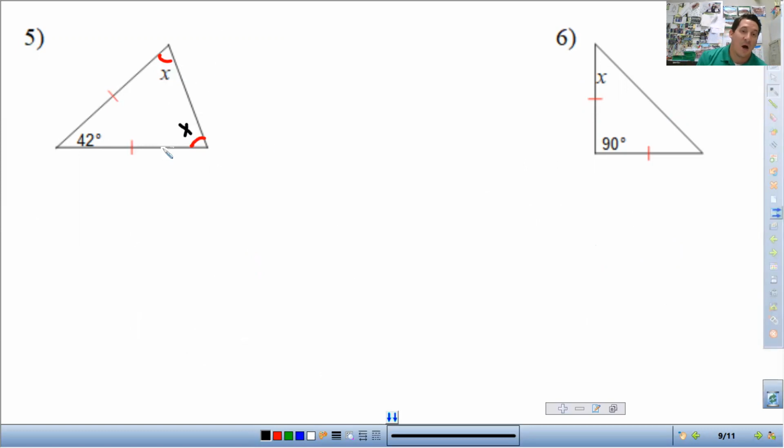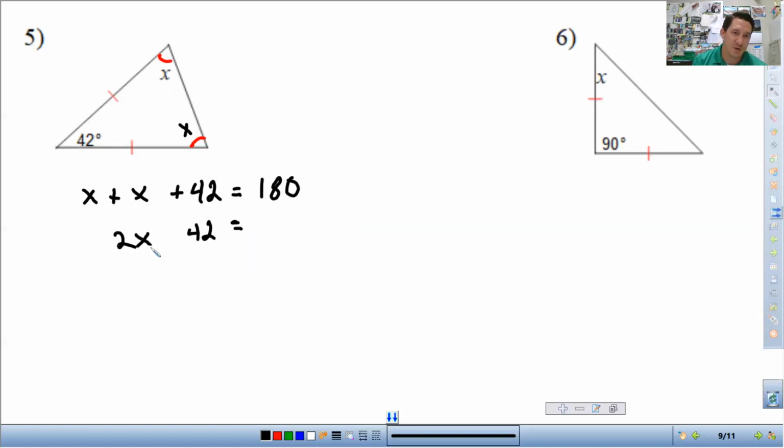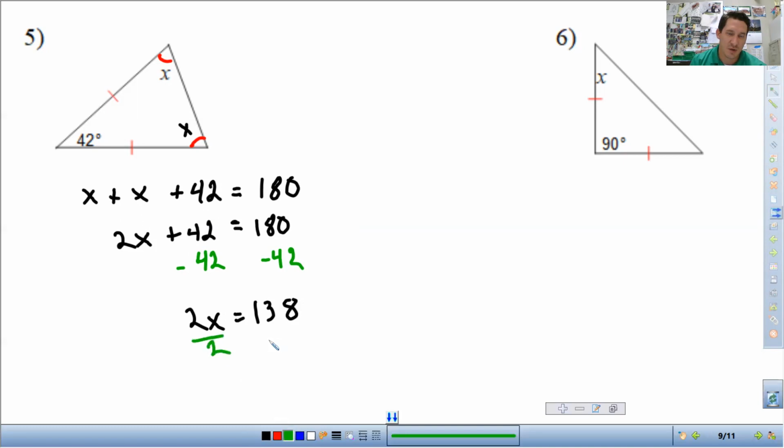All right, so we can set up an equation for this as well. x plus x plus 42 is equal to 180. Nothing to add the 42 to, so I'm just going to bring that down. x plus x, well, there's two x's there. And so now I can solve this. I'm going to start by subtracting 42 from both sides. You get 2x is equal to 138. Divide by 2. You get x is equal to 69. Those are both 69 degrees.